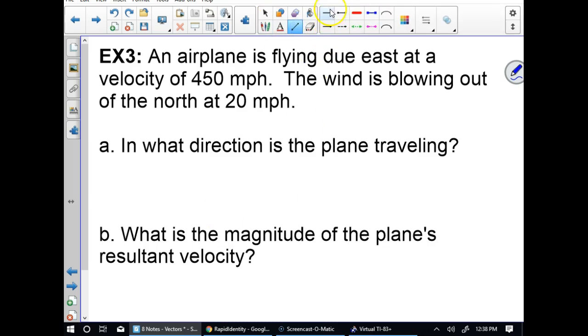So let's draw us a picture here. Plane is going east. The wind is blowing, be really careful with this right here, out of the north. So what direction is the wind blowing? South. So be really careful with that. You might see it on a quiz or a test. If it says out of the north, it's the opposite, so it's going to be blowing to the south. So we've got this here.